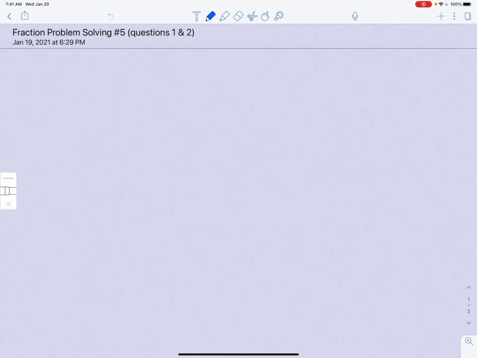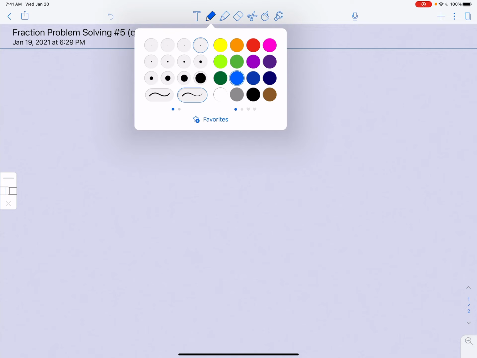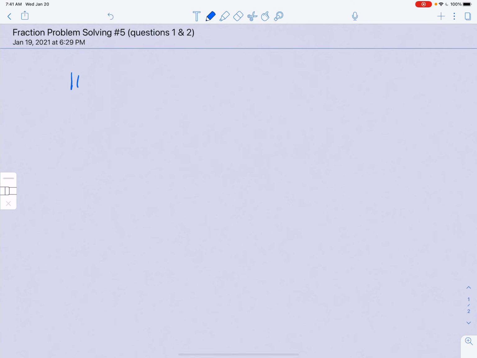We are going to do number 5, fraction problem solving, questions 1 and 2. The first one is 10 and 1/2 minus 2 and 3/8, divided by 1 and 2/3.